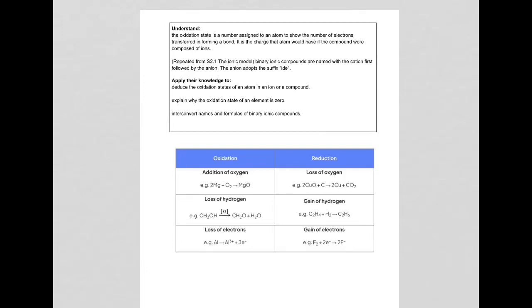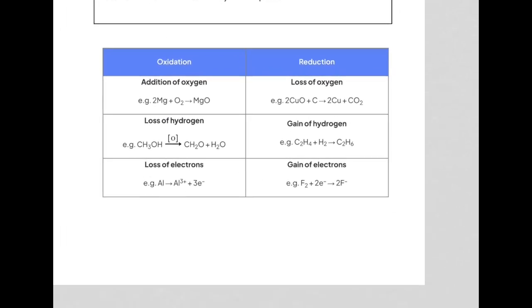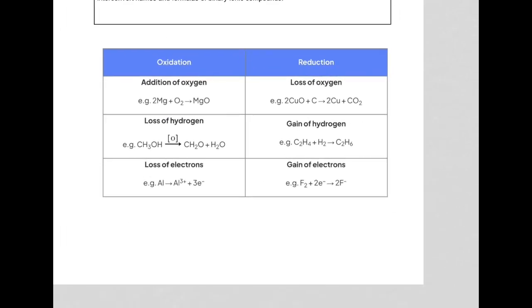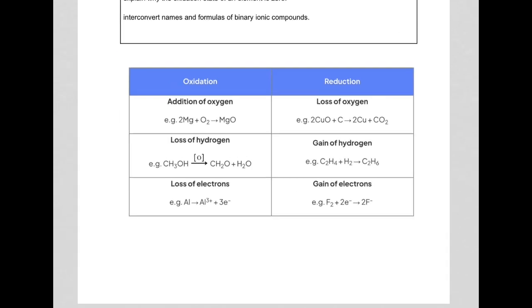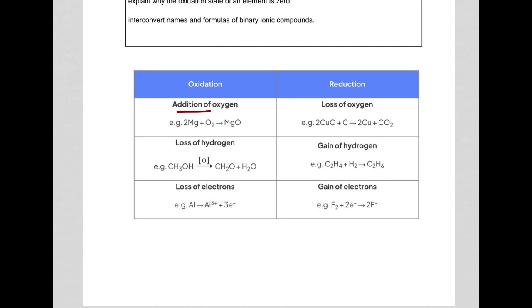We're now going to look at oxidation states. This is another part of the topic. So let's just recap a little bit on oxidation and reduction. These are the three ways oxidation and reduction can happen. Oxidation is gain in oxygen, loss in hydrogen, or loss in electrons, while reduction is loss in oxygen, gain of hydrogen, and gain of electrons.